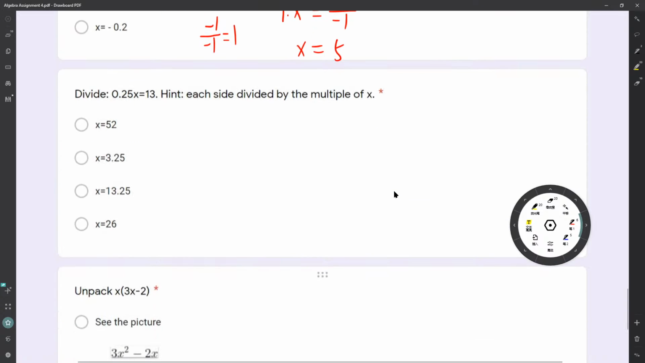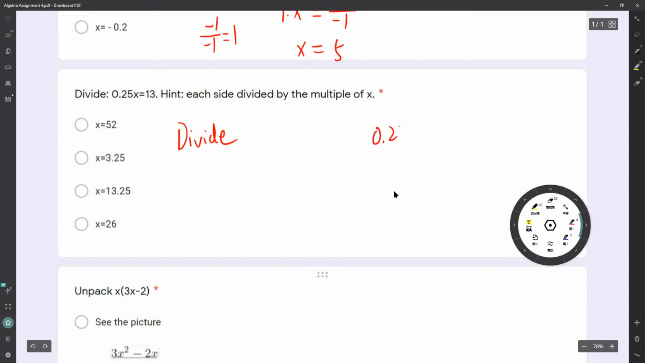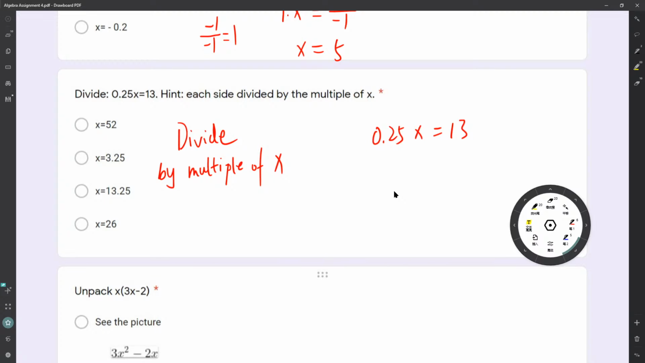Next, divide. We also divide to solve this. 0.25x equals 13. And how do we divide from here? Remember, when we divide, we always divide by the multiple of x. So here, what is the multiple of x? The multiple is 0.25, right? This is a multiple, 0.25 times x. So we divide by 0.25, and we divide by the same thing.